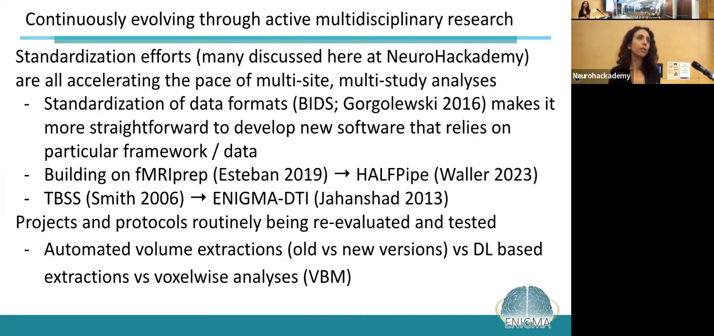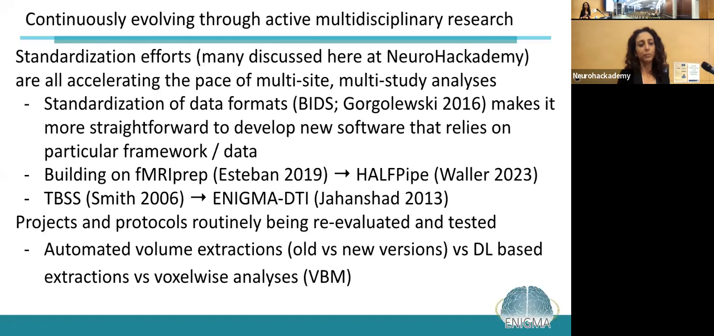So these are continuously evolving trends within the consortium that often revolve around current standardization efforts, things that certain groups are doing within their own research practice, how it's being propagated through other clinical data sets and clinical researchers, as well as those collecting population level data. So a lot of these standardization efforts that are being discussed here are also accelerating this pace of multi-site, multi-study type analyses.